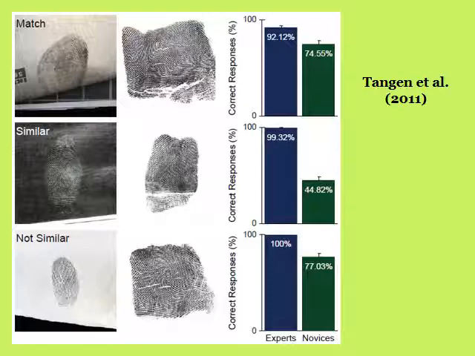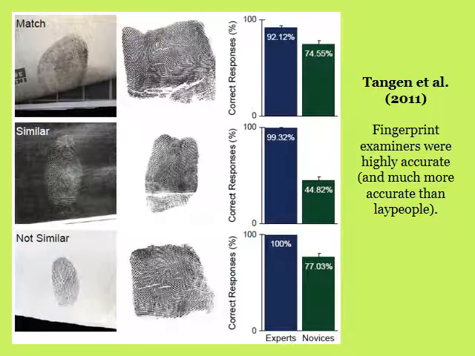And of the ones that didn't match, some looked similar and some looked dissimilar on the surface. As you can see from the heights of the blue bars, experts were quite good at this, and they were consistently a lot better than novices were, right? 100% of the time, for example, the experts correctly determined that the non-similar prints did not match each other. 92% of the time, they were able to correctly determine when two prints did in fact match each other.